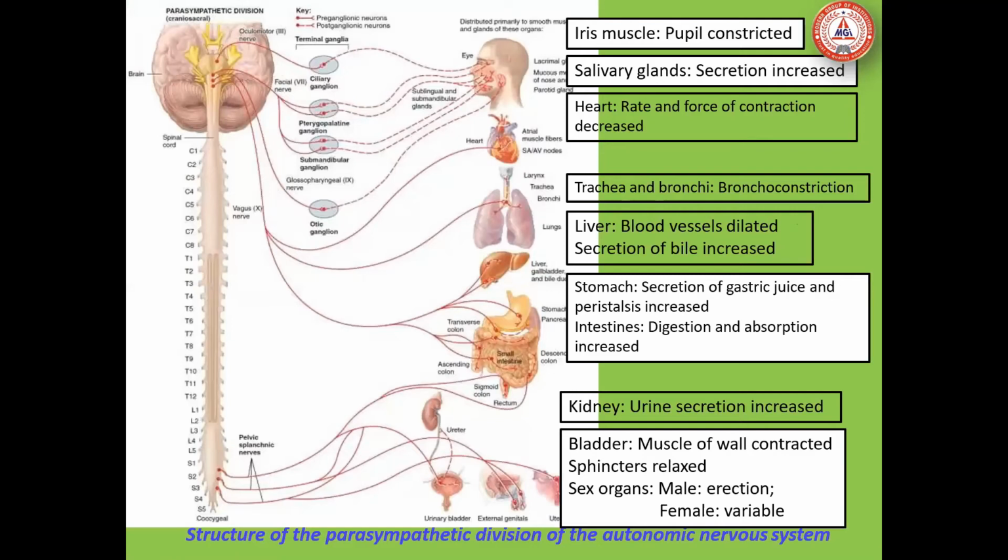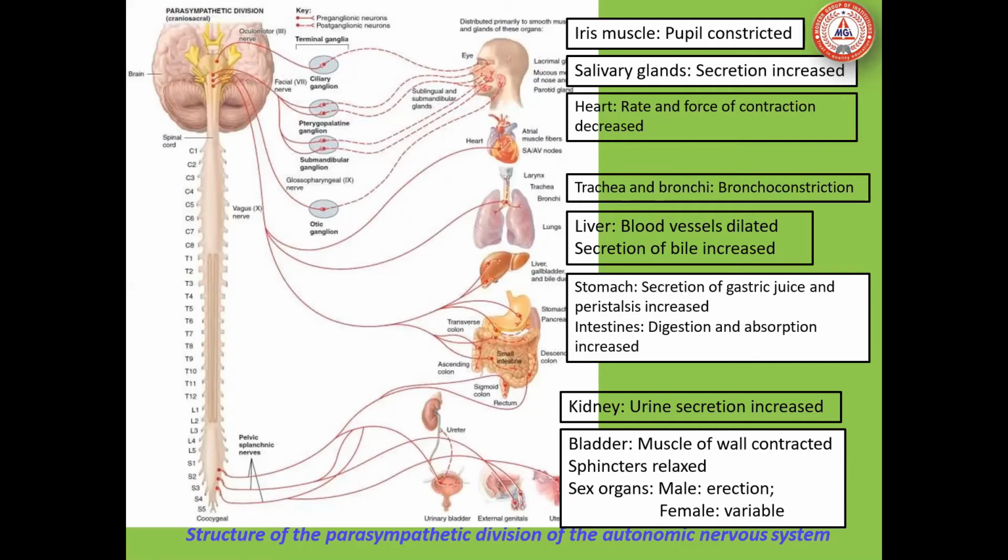As you can see in the diagram, what is the effect of the parasympathetic nervous system on different organs? If we talk about the iris muscle, the pupil is constricted. Salivary secretion increases. Heart rate and force of contraction are decreased. In the trachea, it causes bronchoconstriction. In the liver, blood vessels are dilated and secretion of bile increases. In the stomach, secretion of gastric juice and peristaltic movement increase.